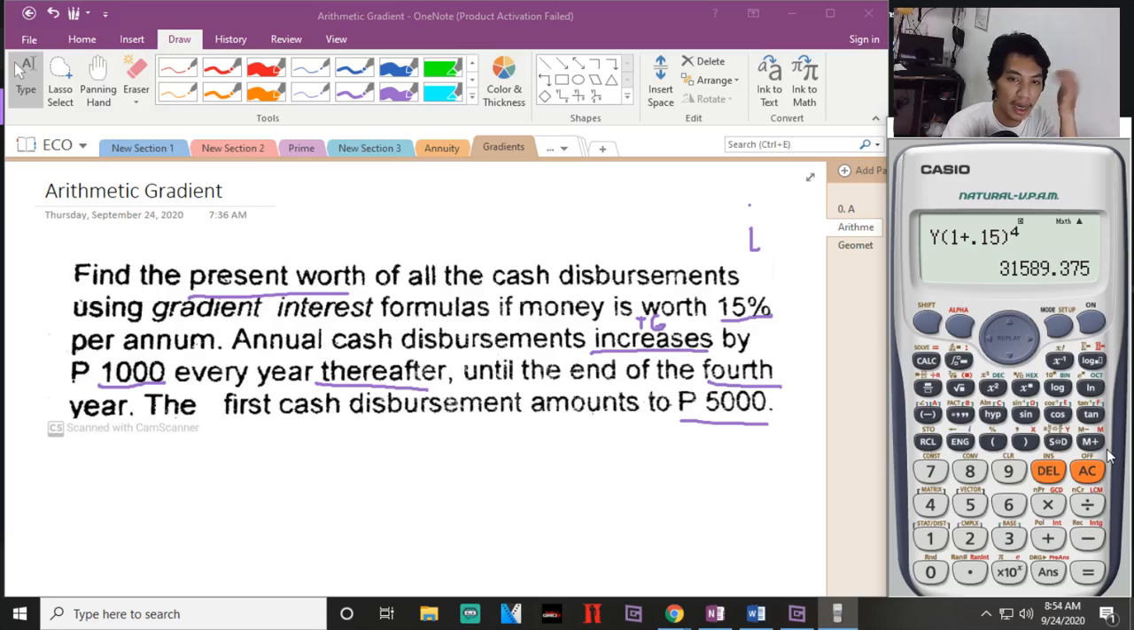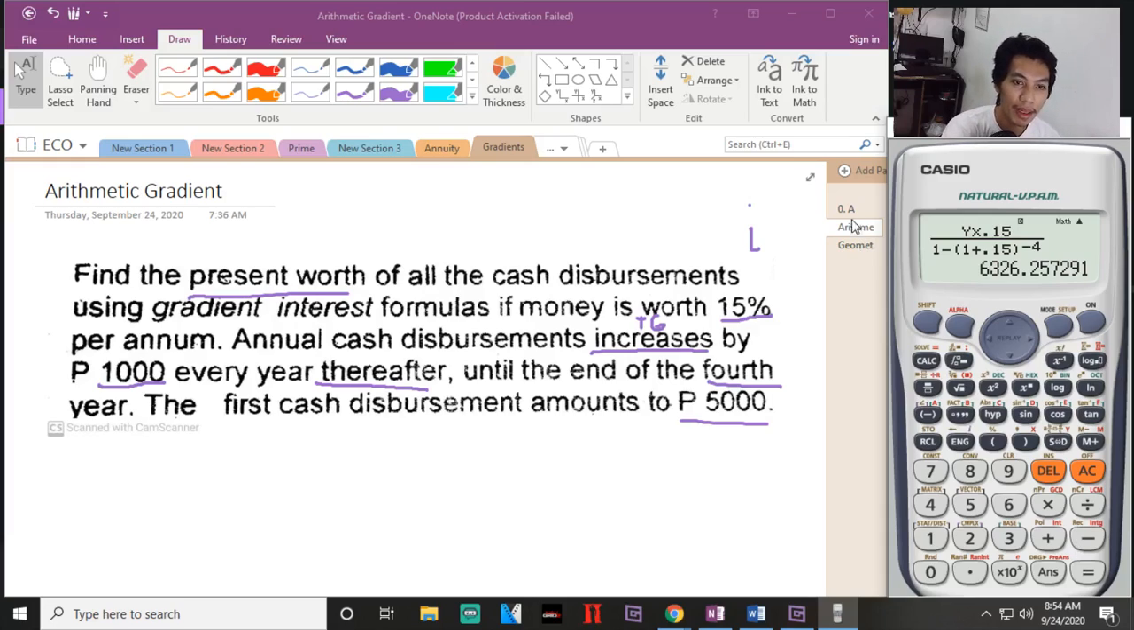Hanapin naman natin, kaibigan, yung equal payments ng iyong gradient. Okay? In-store natin yung value ni Y. So, gagawin natin Y times 0.15 over 1 minus 1 plus 0.15 raised to negative 4. So, the annual payments of your gradient, the total gradient is 6,326.26 pesos. Okay? Madali lang ang gradients. You don't have to memorize too many formulas.